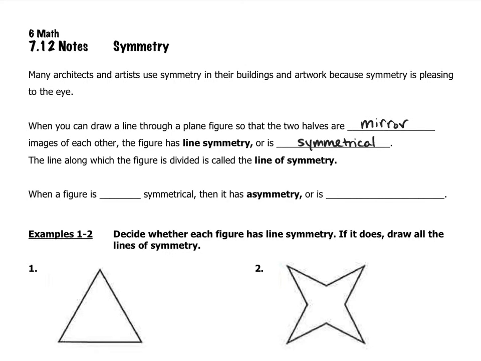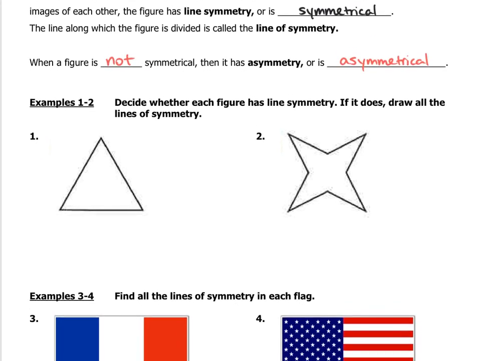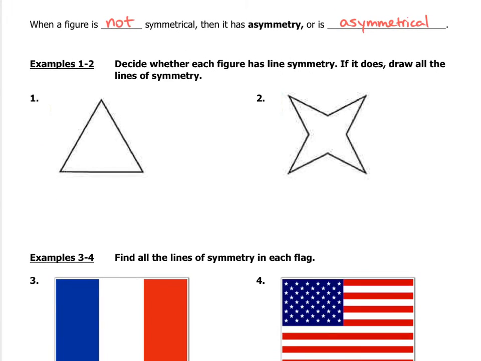The line along which the figure is divided is what we call the line of symmetry. When a figure is not symmetrical, then it has asymmetry, or we will call it asymmetrical. So let's look at examples 1 and 2, and we're going to decide whether each figure has line symmetry. If it does, then we're going to draw all the different lines of symmetry.